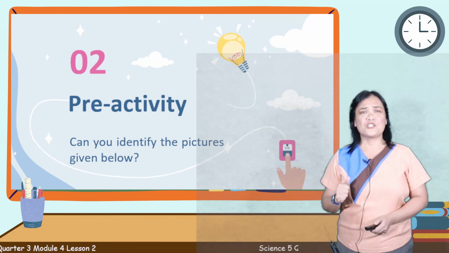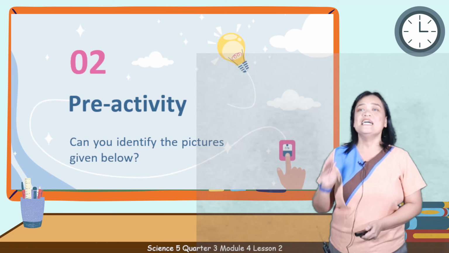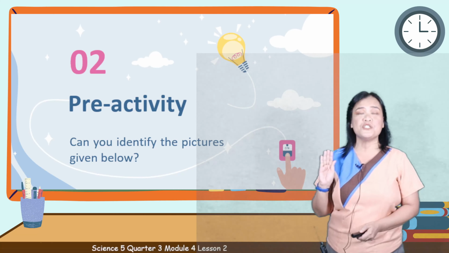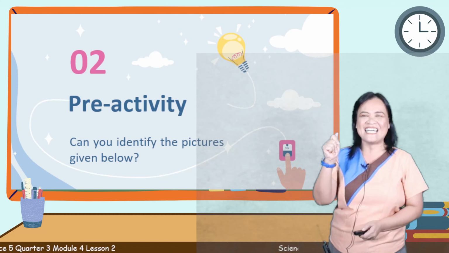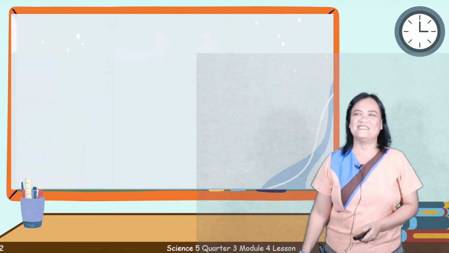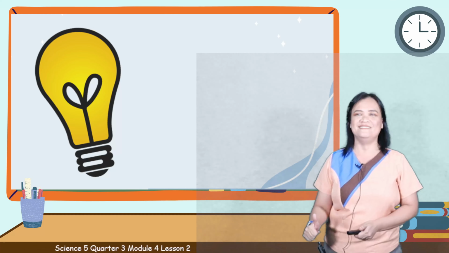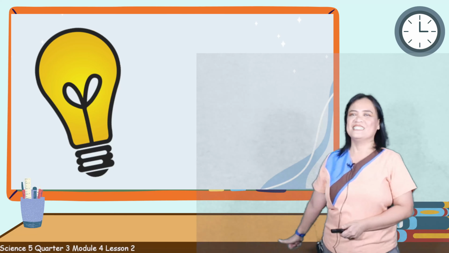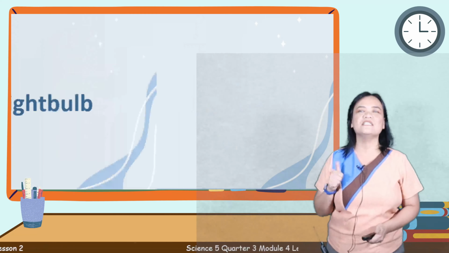Alright, so before we start, we have a pre-activity. Can you identify the pictures given below? So we start now. Are you excited? Yes, I know you're excited. So let's start. What do you call this picture? It is what? You're right, light bulb.